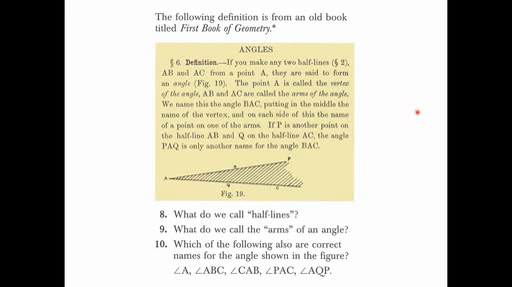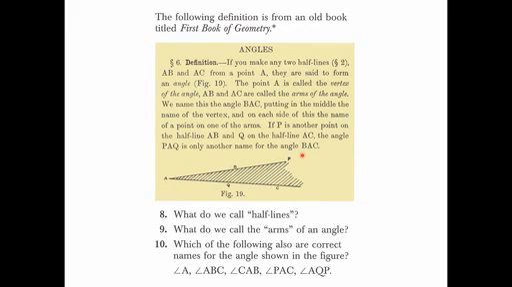An old geometry book, a very old geometry book, has this definition: if you make any two half lines, AB and AC, from a point A, they are said to form an angle. Picture down here. The point A is called the vertex. AB and AC are called the arms of the angle, so a little bit different vocab than we use. We name this angle BAC, putting in the middle the name of the vertex. That's what we do. And on each side of this, the name of a point on one of the arms.